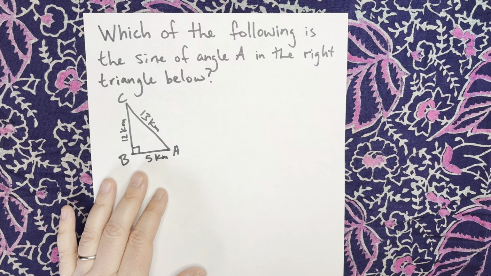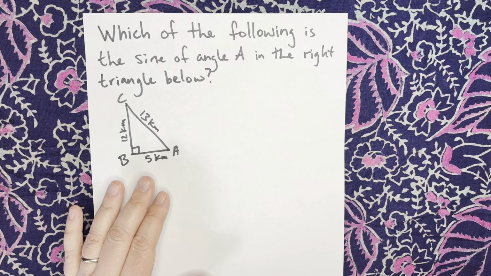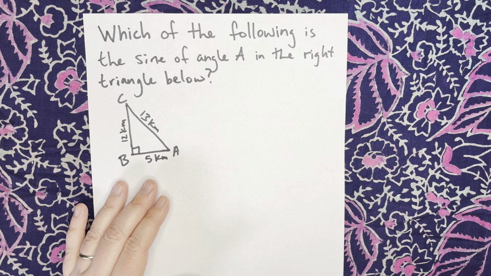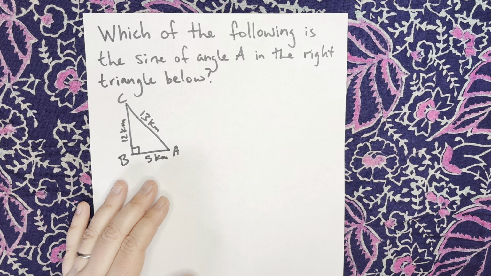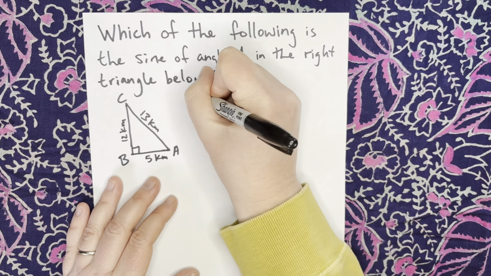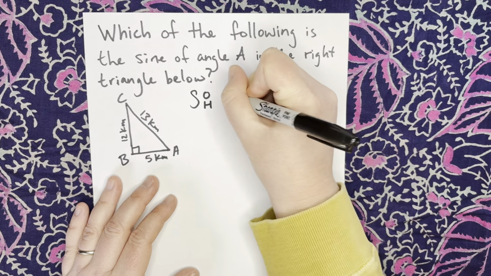So in order to find sine, that's one of our trigonometric values, and a common saying that people use to remember the trig functions is Sohcahtoa. So let's write that out. Sohcahtoa.